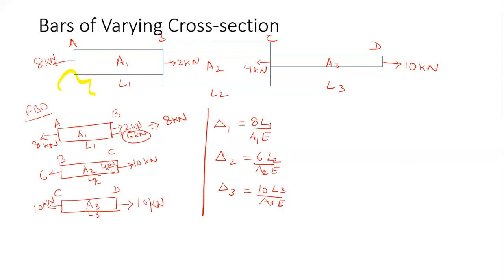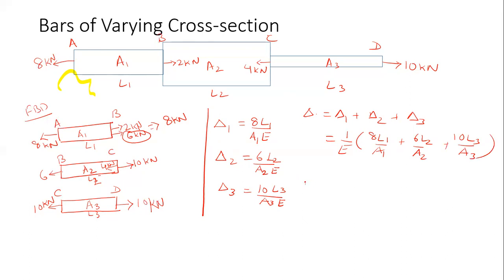So if we add these three, this will be the total. Total deformation will be equal to delta 1 plus delta 2 plus delta 3, which is equal to 1 upon E times 8 L1 upon A1 plus 6 L2 upon A2 and 10 L3 upon A3.